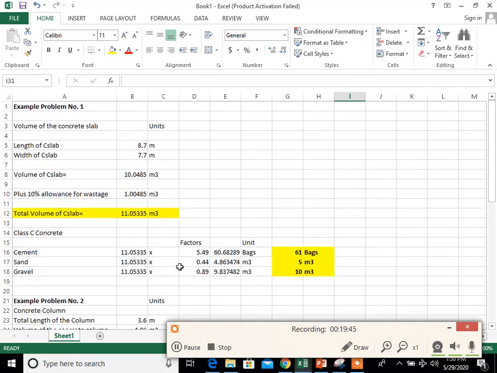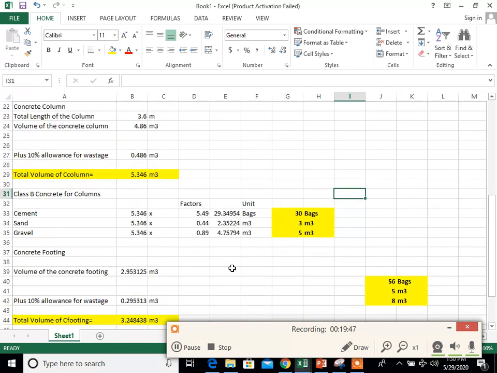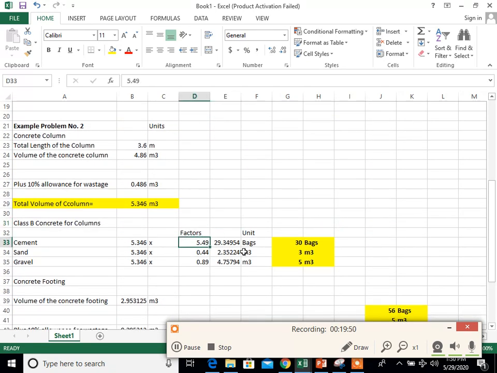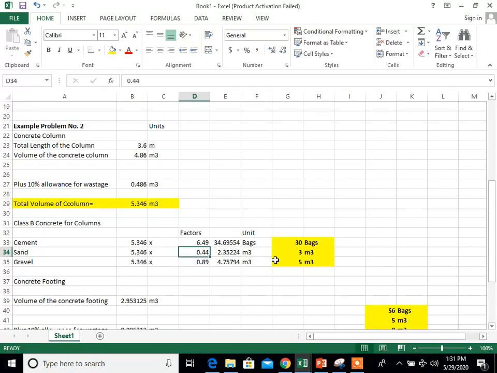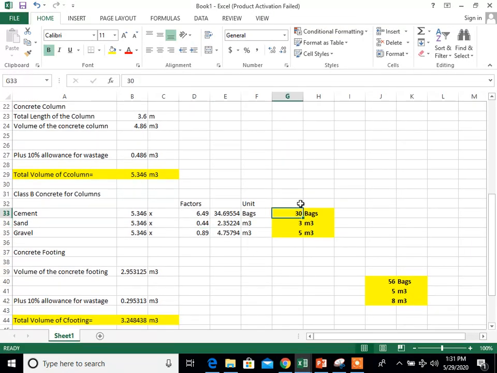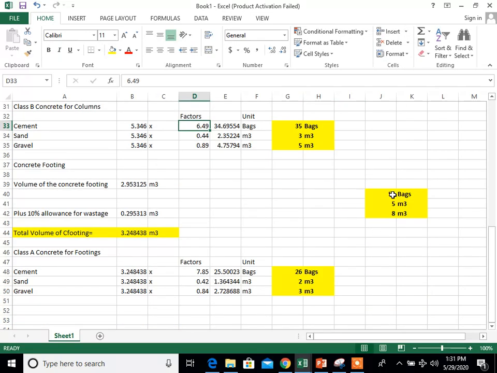Wait, there's something wrong in problem number 2. This one must be 6.49. I overlooked it, so everything will change. With 6.49, this becomes 35 bags. This is the only place where I made a mistake. So 35 plus 26 is equivalent to 61 bags, 5 cubic meters, and 8 cubic meters.